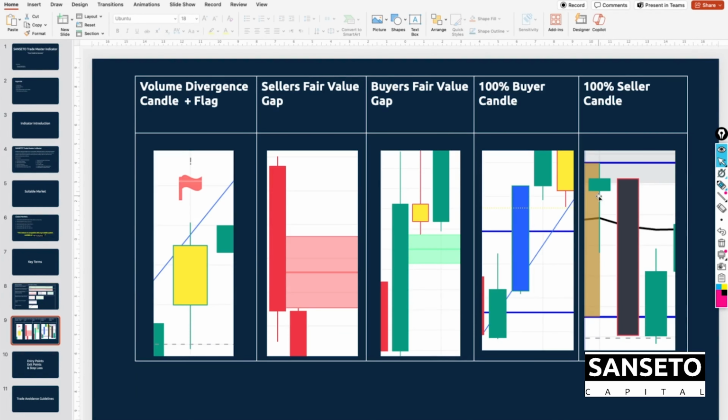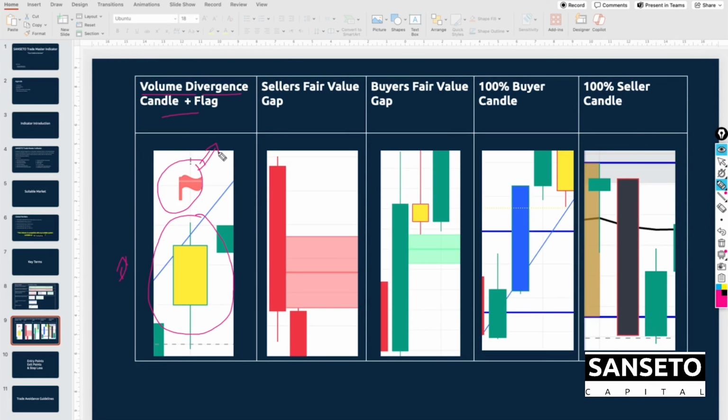You will be understanding some of the candlesticks you need to be aware of. Here we have colored some of the candles, so you need to be aware of what these are. Let's go from the left side: the volume divergence candle. We marked this volume divergence candle as a yellow candle with a flag.